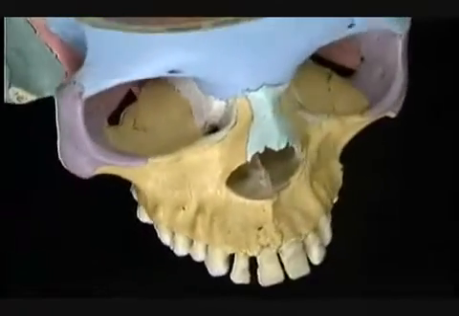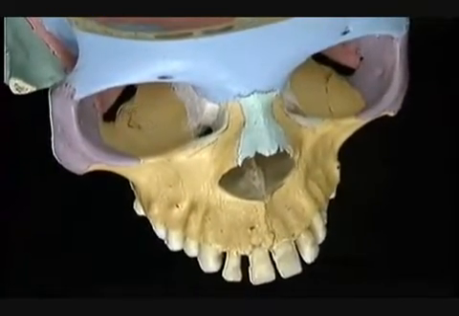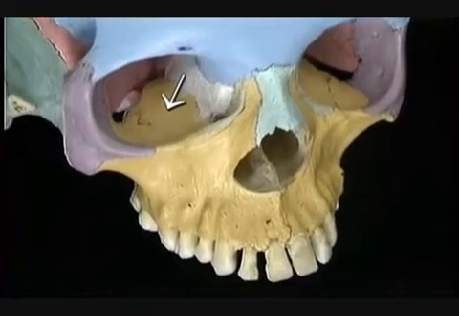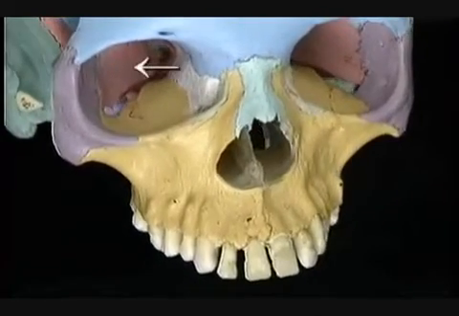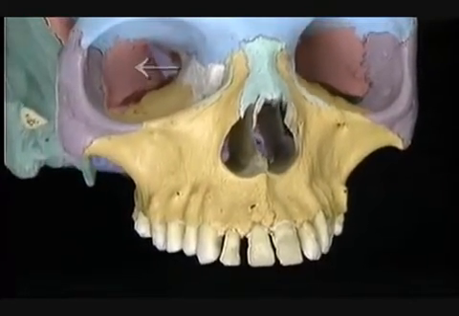The inferior orbital fissure, here it is from in front, separates the floor of the orbit, formed by the maxilla, from the lateral wall that's formed by the sphenoid.